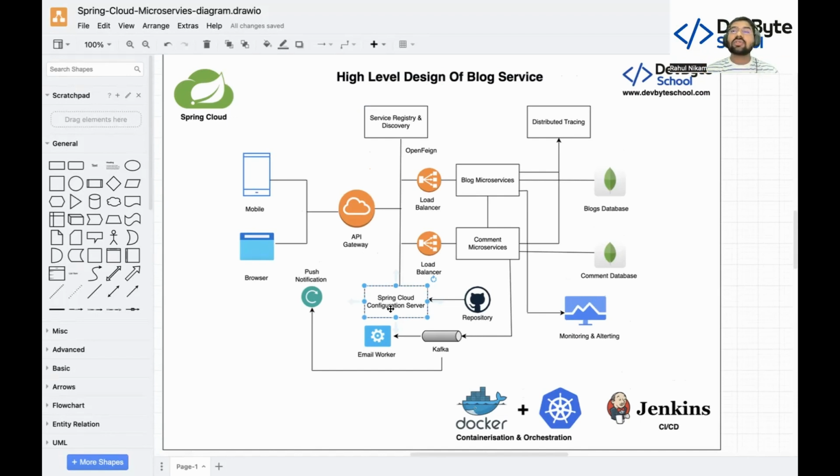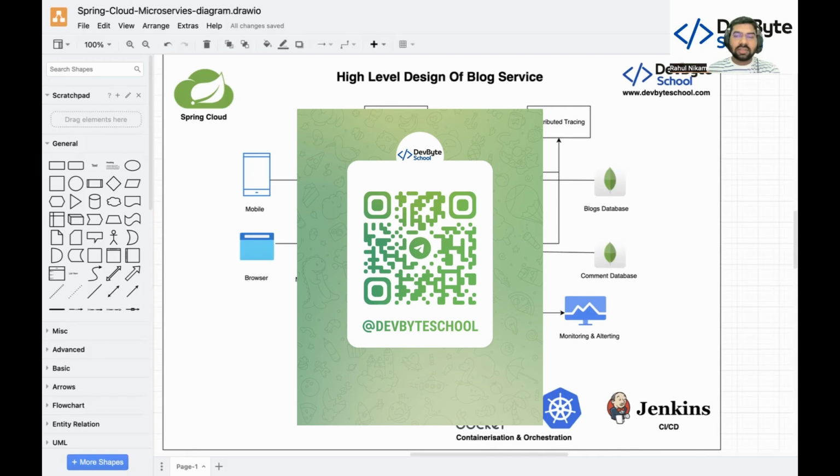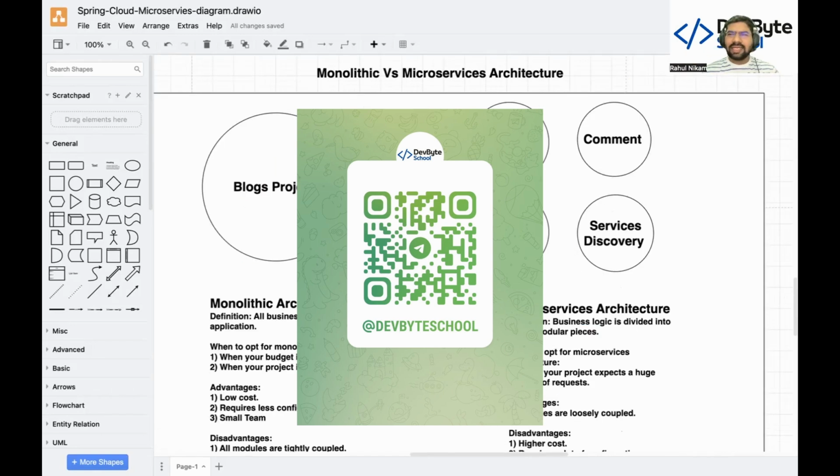With that, cost also increases, because in a monolithic project we need only a single server, but in a microservice project we need dedicated servers for each pod. So for that reason, cost increases. That is the overall comparison between monolithic and microservice architecture. I hope you understand the whole concept.